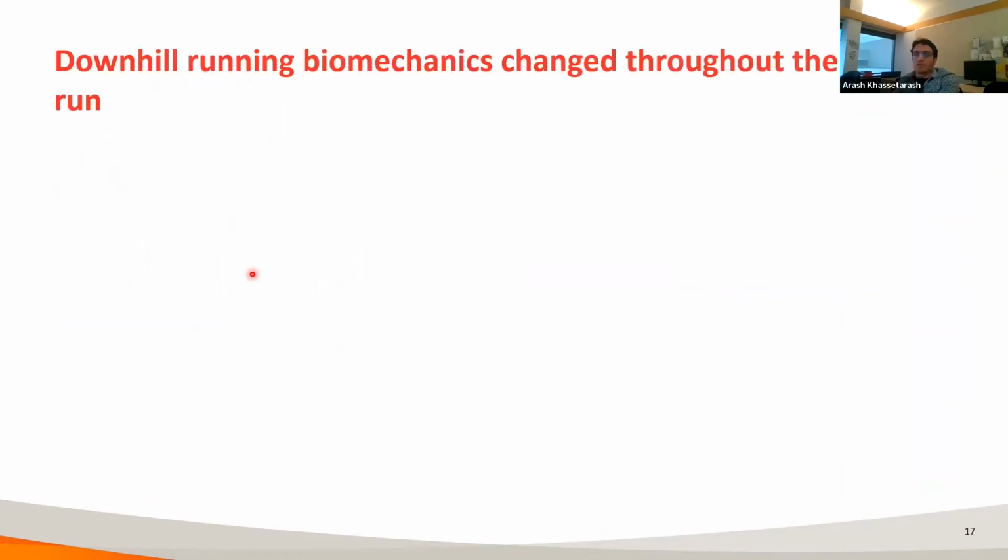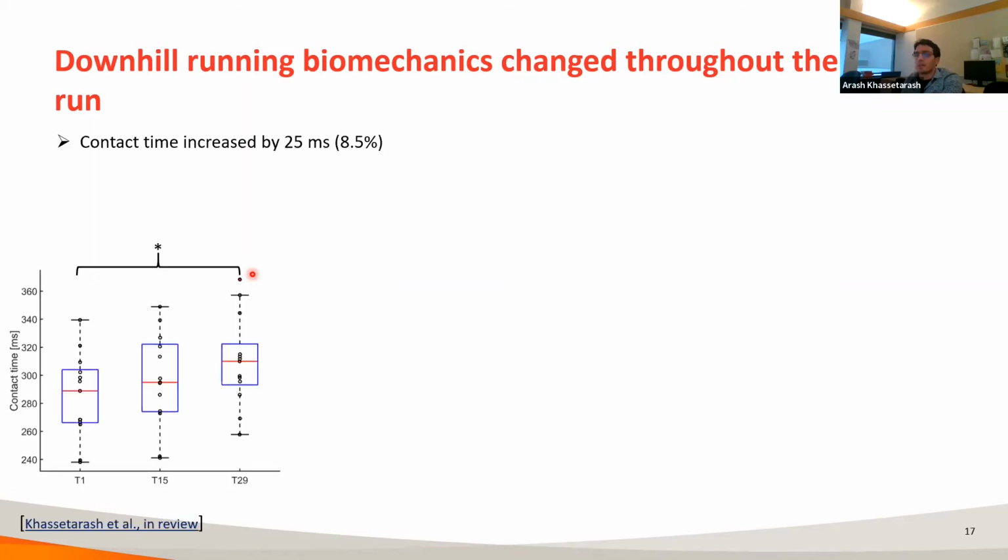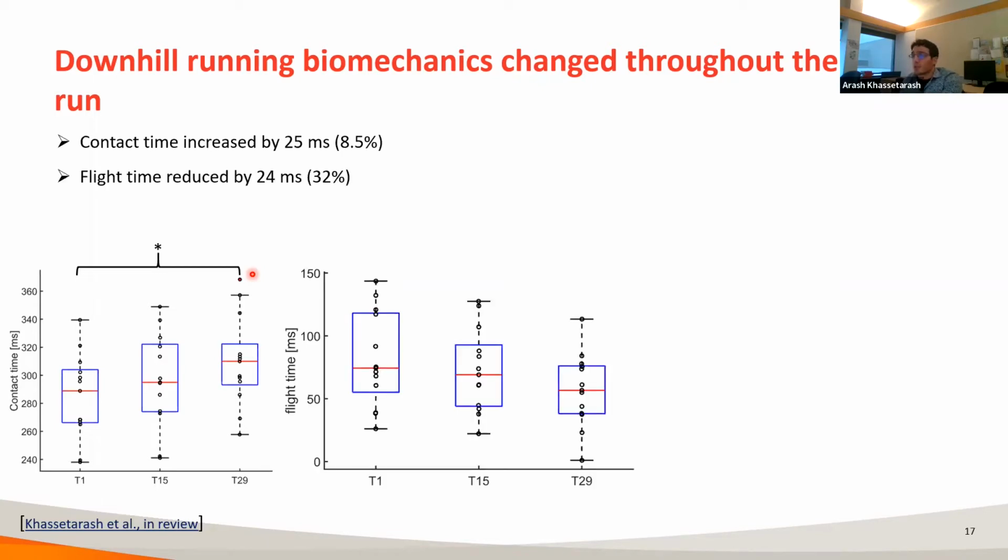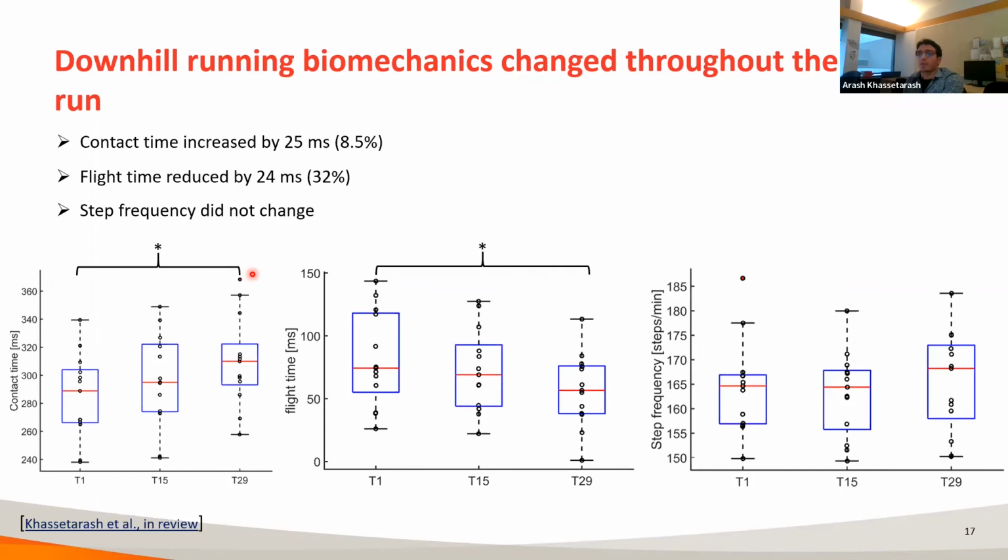Before I move to strain output from our FE model, I'd like to draw your attention to some of the changes in downhill running biomechanics that we observed during this study. The contact time of running increased by 25 milliseconds or 8.5% at the end of the run. The flight time reduced by 24 milliseconds or 32% at the end of the run, while the step frequency did not change, which means that the downhill running biomechanics changed significantly throughout this run.